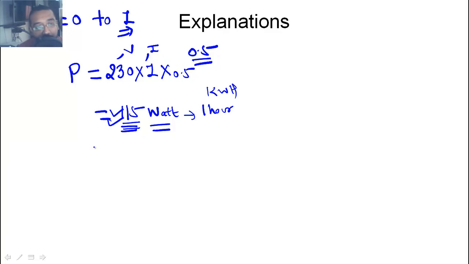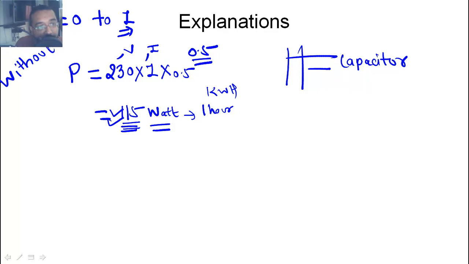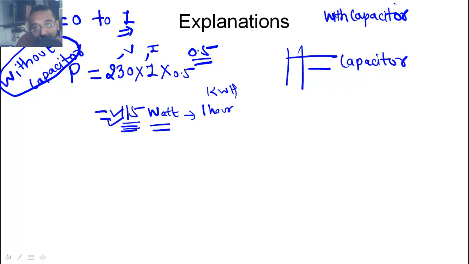Okay, now let's suppose you are connecting a capacitor into your supply. What you are doing? You are connecting the capacitor now. This is actually without capacitor, and this is with capacitor now. So the power consumption of your home is, let's suppose, 115 watt only.